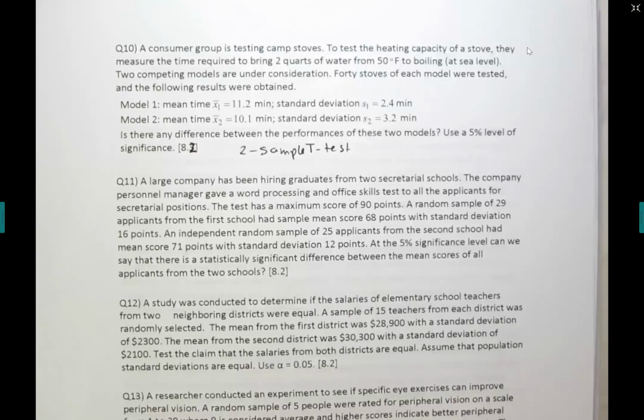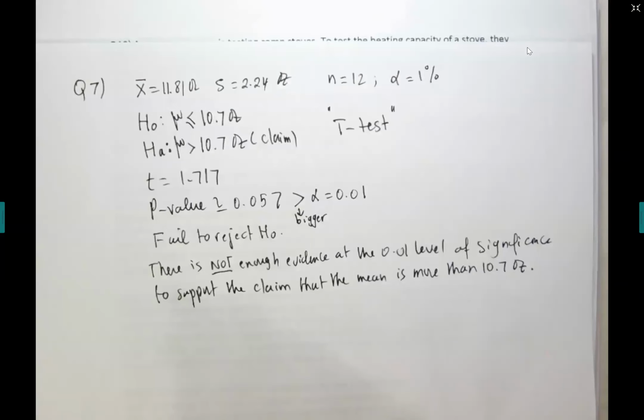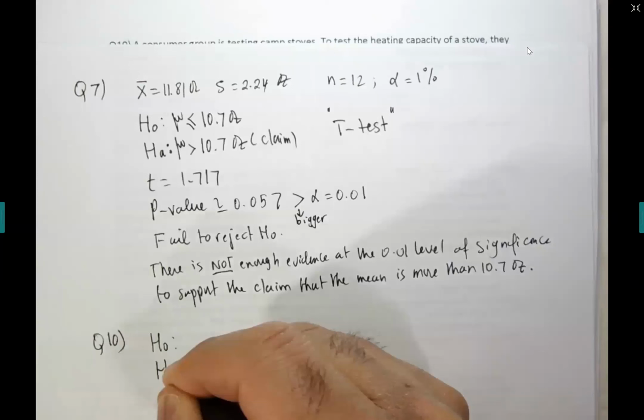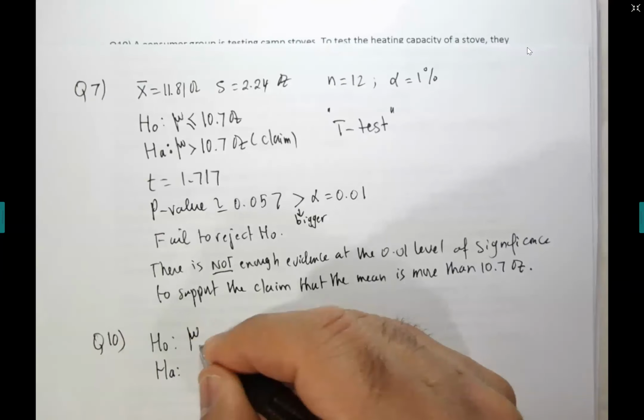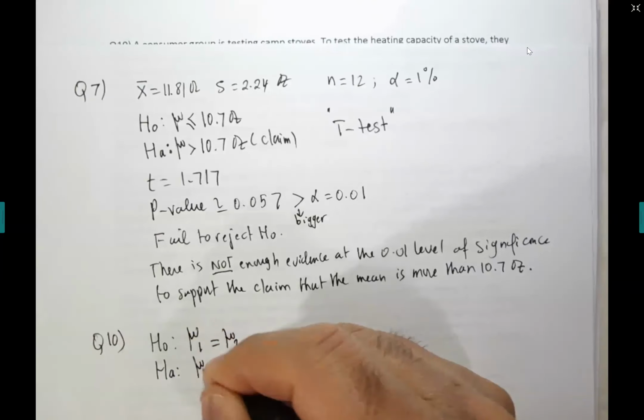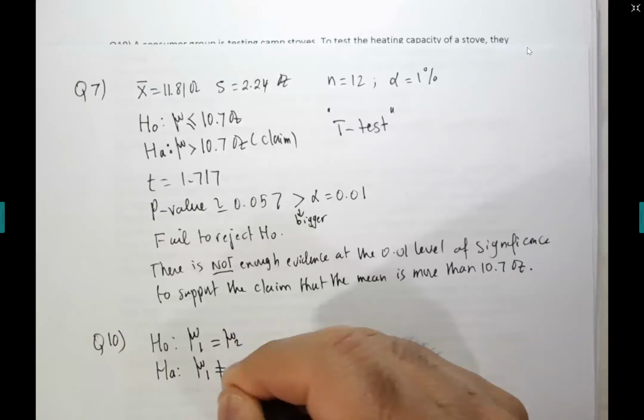You guys, this is clear. He gives you S1 and S2. You know it's a 2-sample t-test. It can't be a 2-sample z-test because he gives you S1 and S2. Is there any difference between the performance of these 2 models? And use 5%. It shouldn't be hard, guys, to figure out that your null and the alternative hypotheses are going to be like this. Mu1 equals mu2, mu1 not equal to mu2, and this is where your claim is.